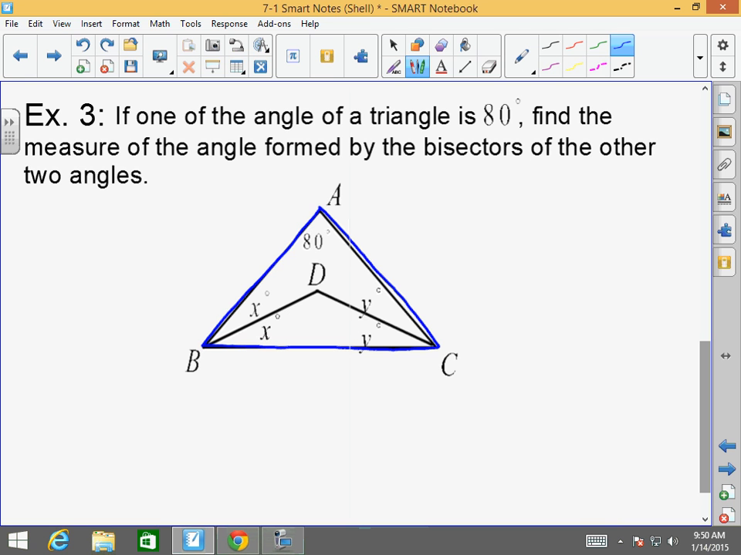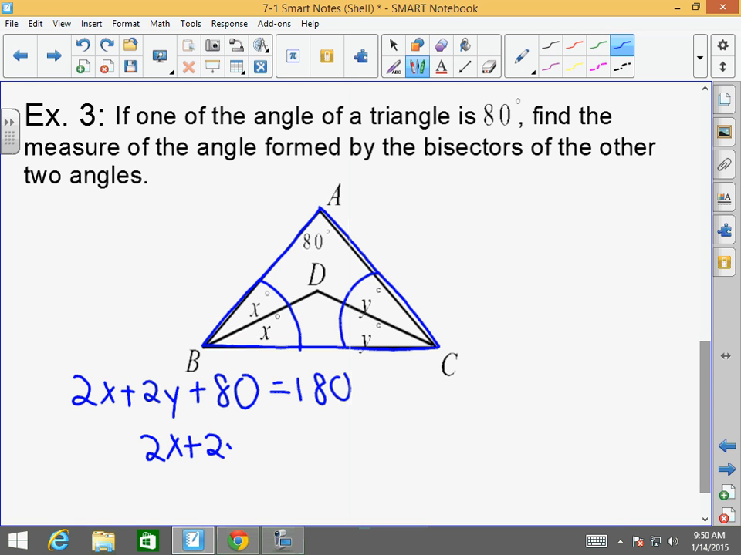However, what do we know about the full triangle ABC? Isn't angle B really 2x? Isn't angle C really 2y? So doesn't 2x plus 2y plus 80 equal 180? So then doesn't 2x plus 2y equal 100? If I divide both sides by 2, my brothers, doesn't x plus y equal 50?